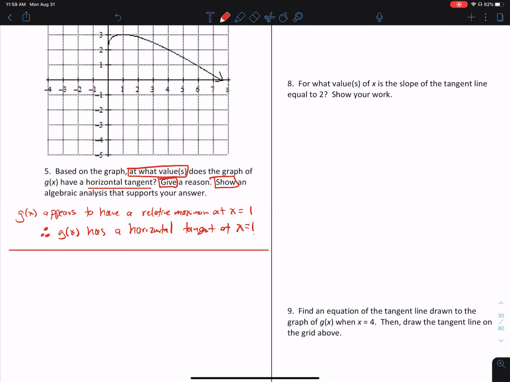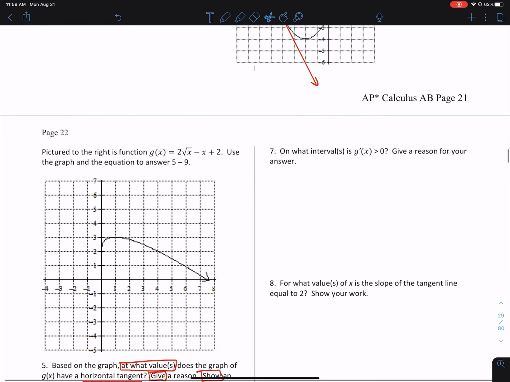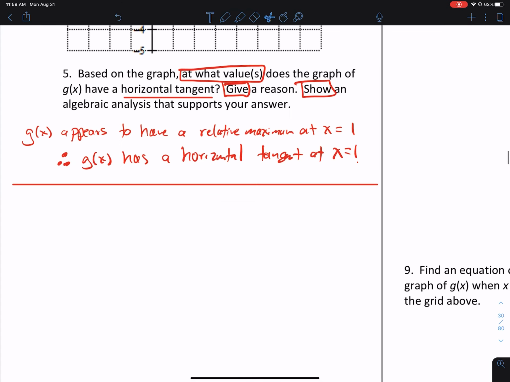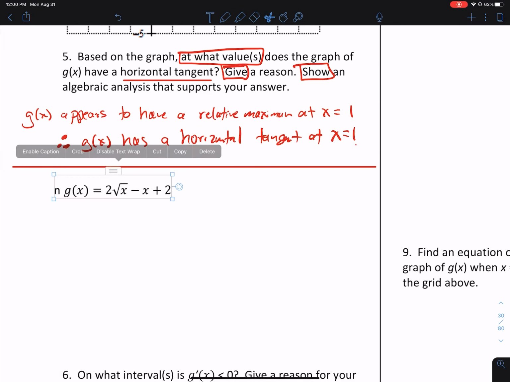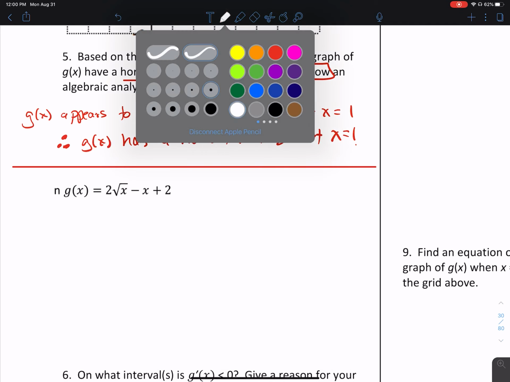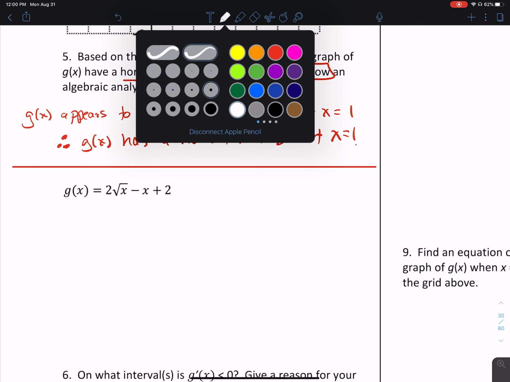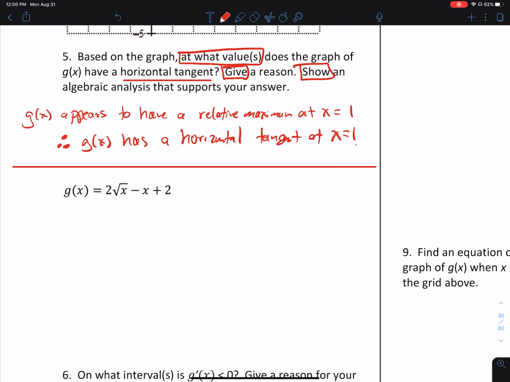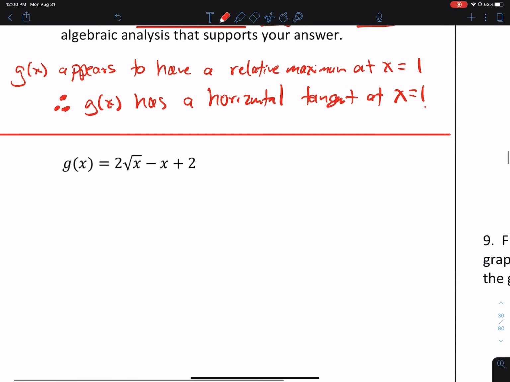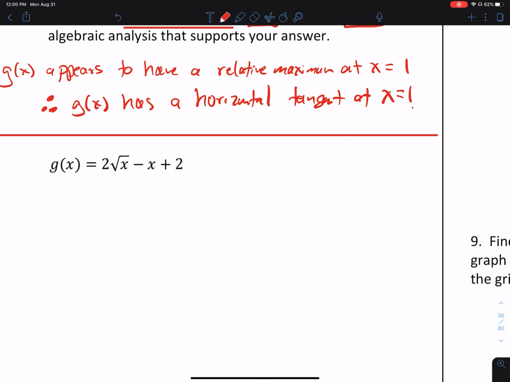Well, in order to show an algebraic analysis, we have to take the original function, take the derivative and set it equal to 0. The reason we are going to take the derivative is that it gives us the slope of all the tangent lines. The reason we set it equal to 0 is because to have a horizontal tangent line, you're going to have a horizontal slope, and a horizontal slope has a slope of 0. Before I take this derivative, I want to write this in quote-unquote polynomial form. So I'm going to change the square root of x to x to the 1/2. That's in rational form.